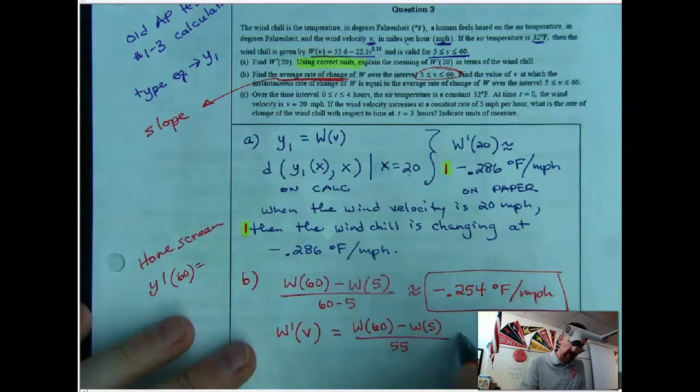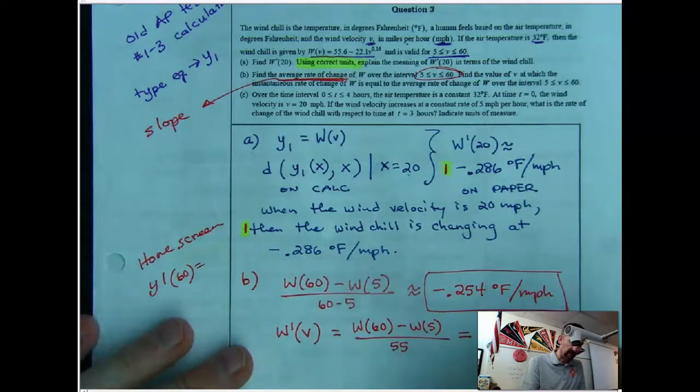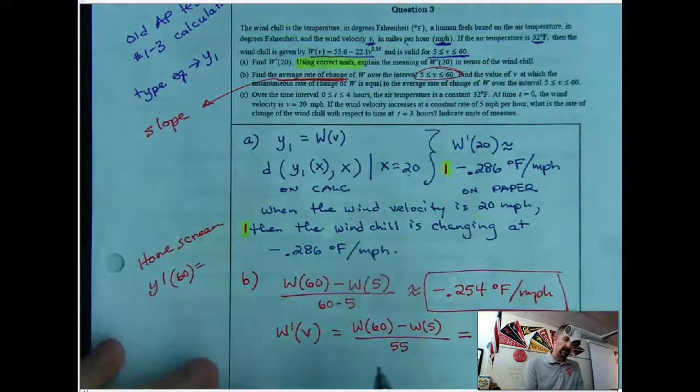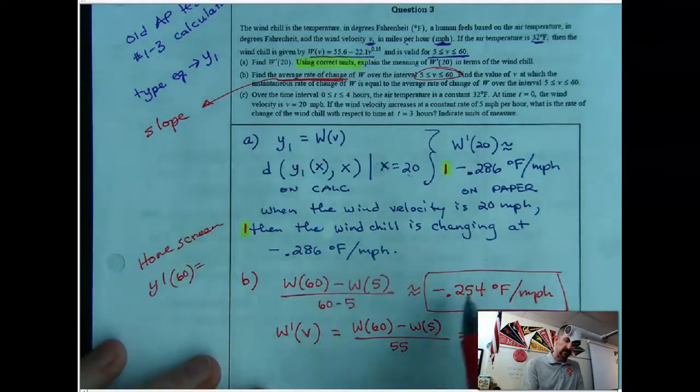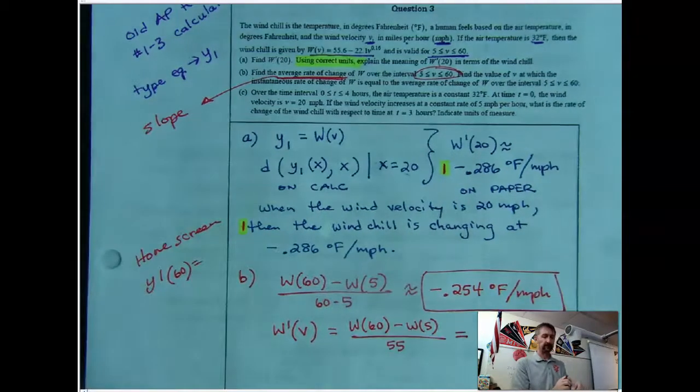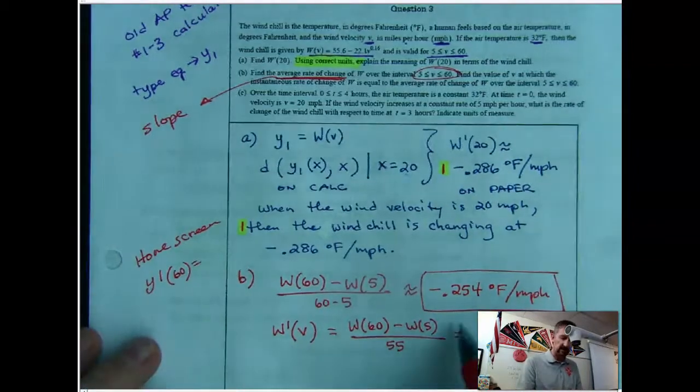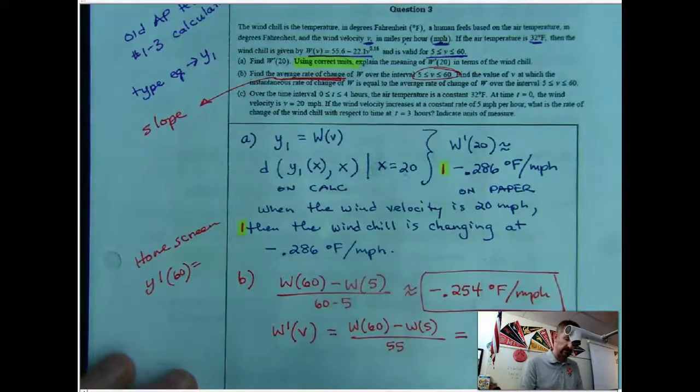So what you want to do is type this. We have this value approximately right here. So what we want to do is store this in A. And then we want to solve this equals A, because that's what that is. Okay? This is all calculator stuff right here, so you wouldn't write that on the AP exam.